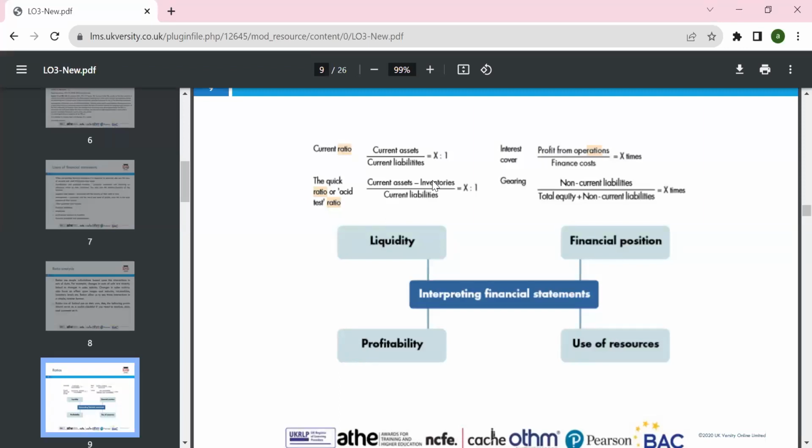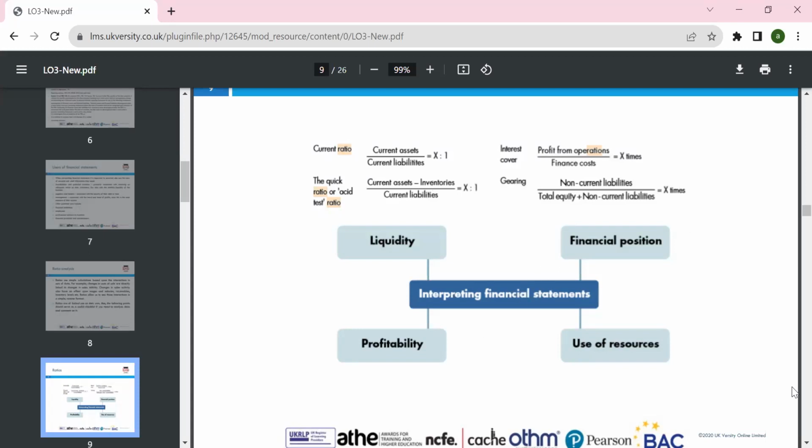Profit from operation divided by finance cost, and non-current liabilities: total equity plus the non-current liabilities, because with non-current liabilities you borrow the money for the sake of long-term investment. So there is a link between them.